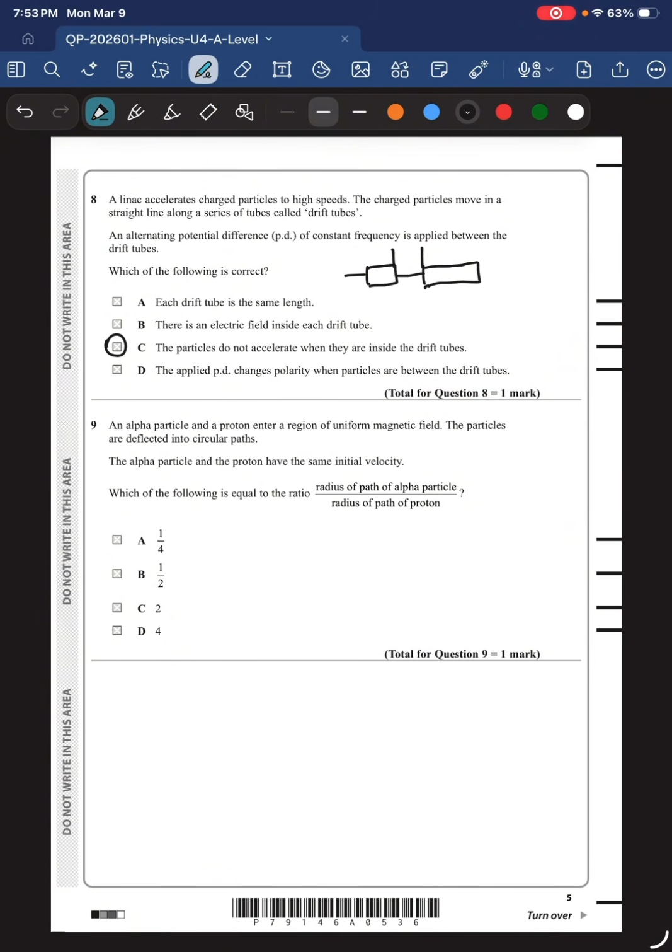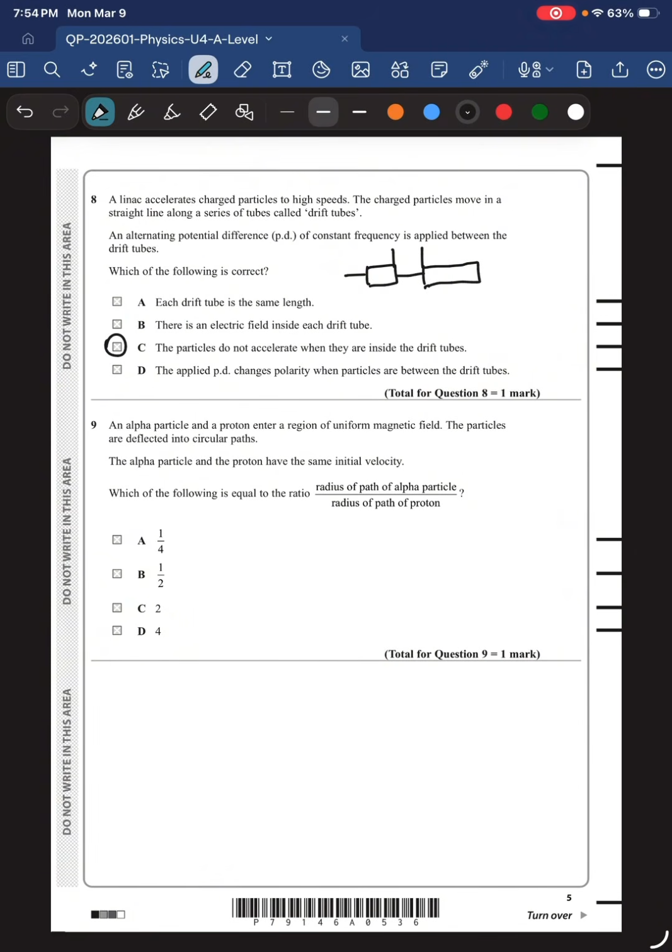An alpha particle and a proton enter a region. It sounds like a joke. A neutron and an electron enter a bar. Actually, there is this really lame joke. A neutron enters a bar and orders a drink, and then the neutron asks how much, and the barman says, "For you, no charge," which is totally stupid.